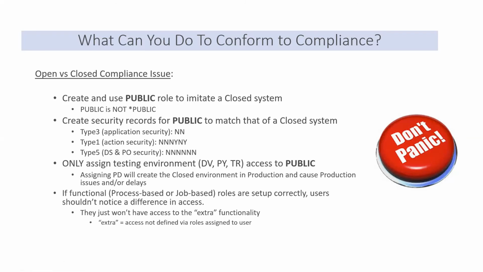If functional roles, so process-based or job-based roles, the roles that grant functionality in the system, are set up correctly, your users should really not notice any difference in access. They just won't have the extra functionality from behind the scenes or inherited access, if you will. Access not defined via roles or at the user level. So if you are having issues with open and closed compliance, it's not quite as easy as this, and I don't recommend just doing it on a whim, but there is a way to solve these issues, either over time or bang, bang, bang, right back to back, using the public role.